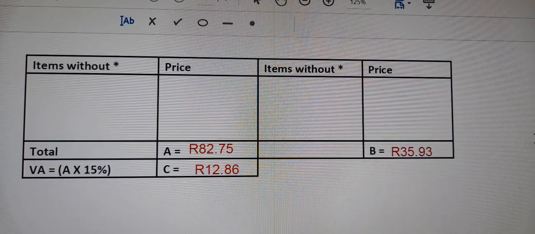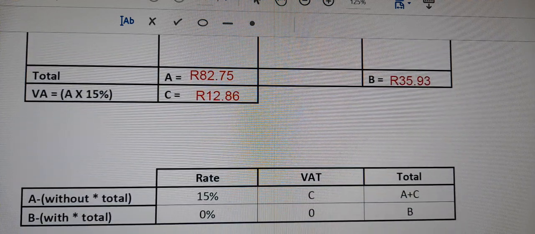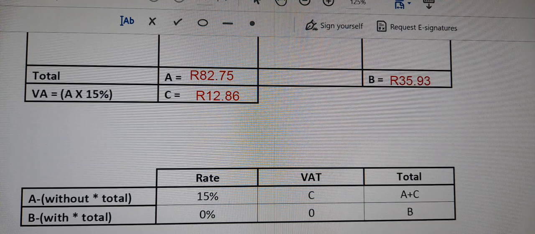So if I have to calculate the total due or balance due, it will be A plus B plus C. So let's add that and see if we get the total amount. So we have 12.86 plus 82.75 plus 35.93. And the total due, it will be, why does it look incorrect to me?